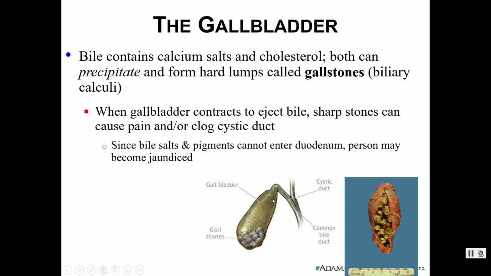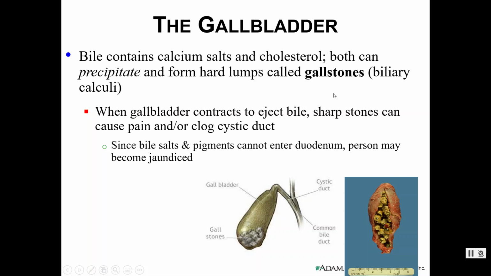Bile contains, don't forget, in addition to all of the other things that we mentioned, calcium salts. We did already mention the cholesterol, so that should be a refresher. But both of these, calcium and cholesterol, can precipitate. So basically they come out of solution, and they turn into stones. We call them gallstones. If you like the science term biliary calculi, that's cool too.